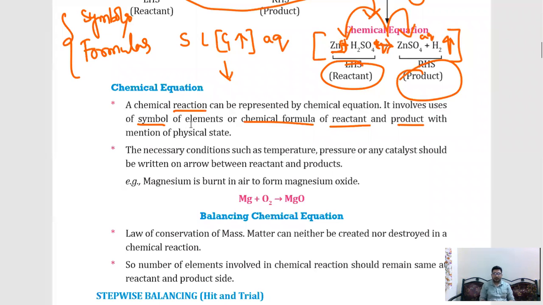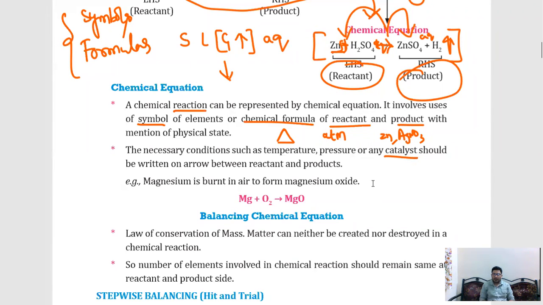We'll see everything. The necessary conditions such as temperature, pressure, or any catalyst, that and all we'll see in the third chapter, should be written on the arrow between reactant and product. If you want to represent temperature, you can represent it with this delta. Delta stands for heat energy. For pressure, I have to mention ATM, atmospheric pressure. A catalyst, maybe zinc catalyst or AgNO3, silver nitrate catalyst, whatever it may be, you can represent on the arrow.